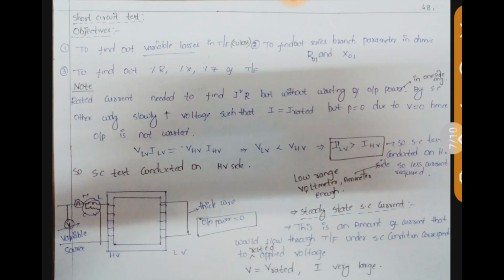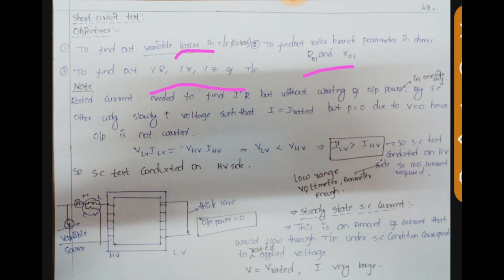Since we met the 3 objectives, now we will move to the short circuit test. What are the objectives of the short circuit test, friends? To find variable losses. In the first case, you find the constant losses. Now, to find series branch parameters, to find percentage R, percentage X, percentage Z. In the open circuit test, we need to separate the losses into 2, hysteresis and eddy current. Here we are finding the percentage R, percentage X and percentage Z.